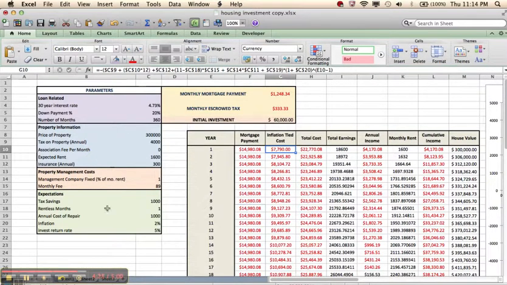C19 is basically the annual cost of repair, all right? And I take all of this and I multiply it by 1 plus C20, which is inflation, raised to the power of E10 minus 1, where E10 is the year minus 1. So the first year, the inflation will be 1 plus whatever the amount is, and then every year it will be raised to a higher power. We'll talk about it in the next video.